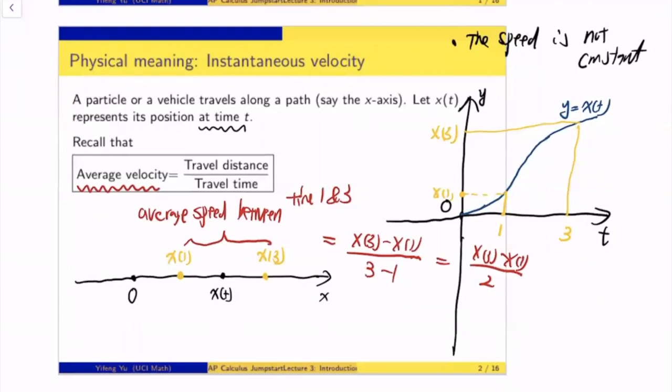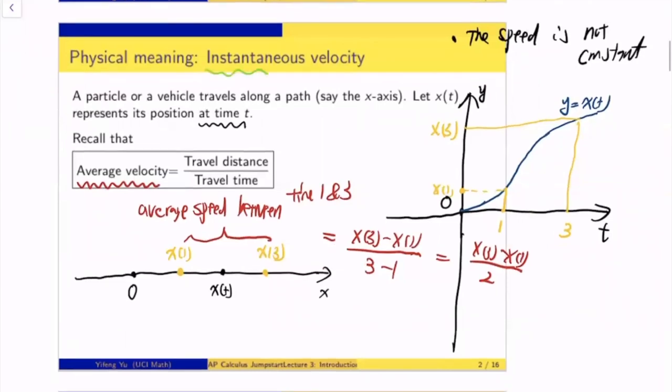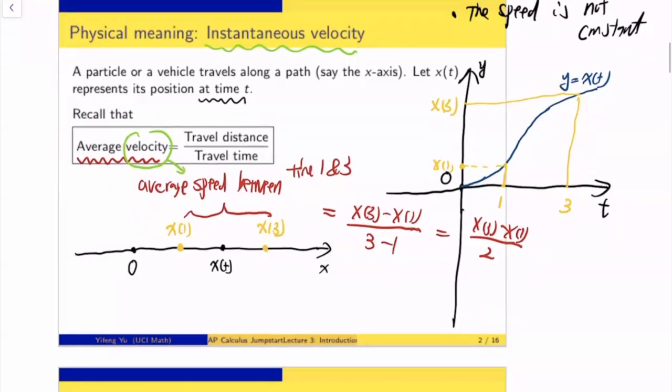Now, say we want to find something called instantaneous velocity. Here we use the word velocity instead of speed, because velocity also takes the direction into consideration. So we want to find the instantaneous velocity. Intuitively, how should we do that, say at time 1?